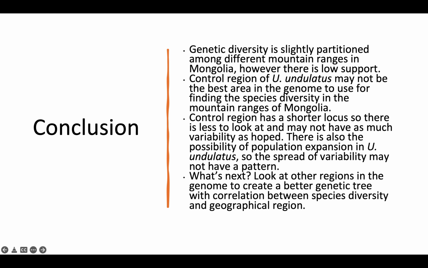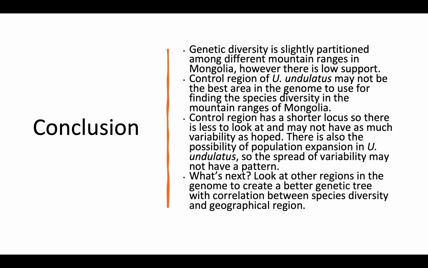So in conclusion, genetic diversity is slightly partitioned among different mountain ranges in Mongolia. However, there is low bootstrapping support, and the control region of Urocitellus undulatus may not be the best area in the genome to use for finding the species diversity in the mountain ranges of Mongolia. This can be because the control region has a shorter locus, so there is less to look at, and also it does not have the variability as hoped.